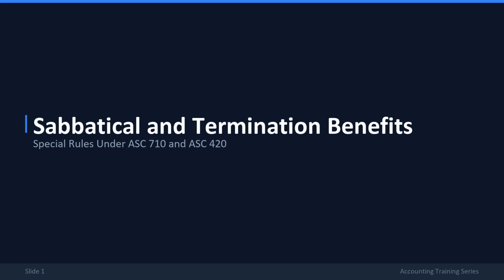Welcome to Section 4 of the ASC 710 training series. This section covers two special areas: sabbatical leave, which has unique accounting rules depending on whether it is earned by past or future service, and termination benefits, which are treated very differently depending on whether the separation is voluntary or involuntary.